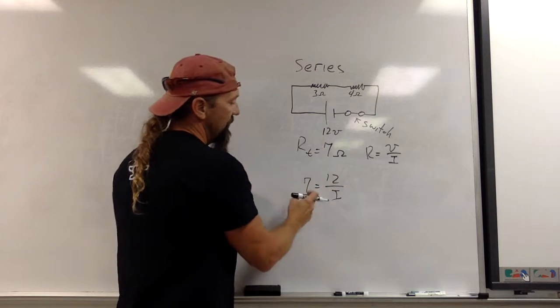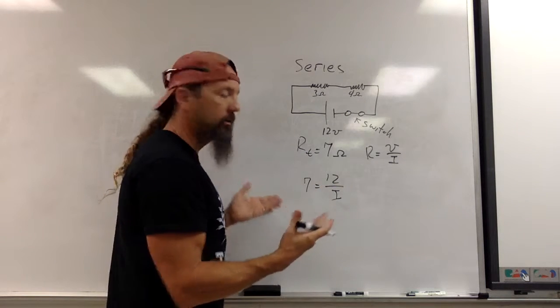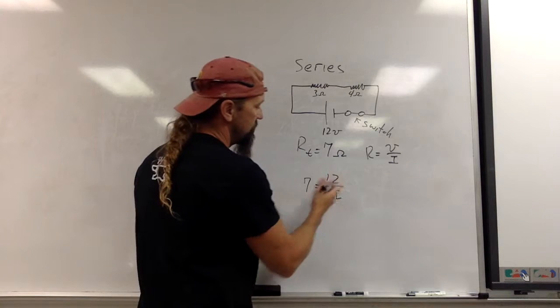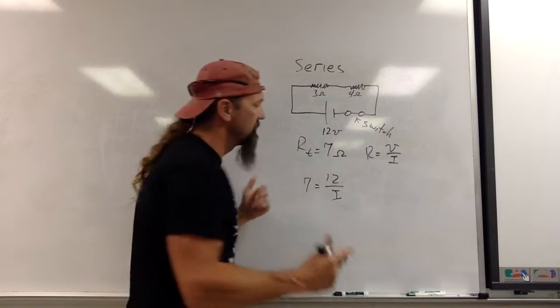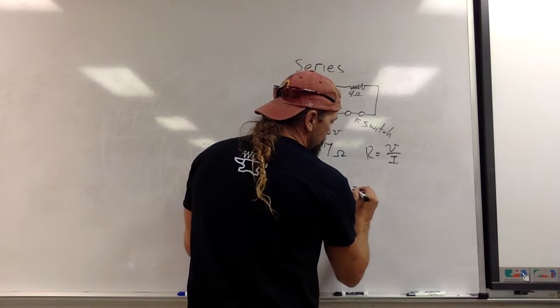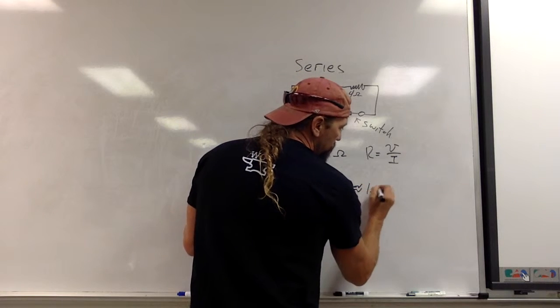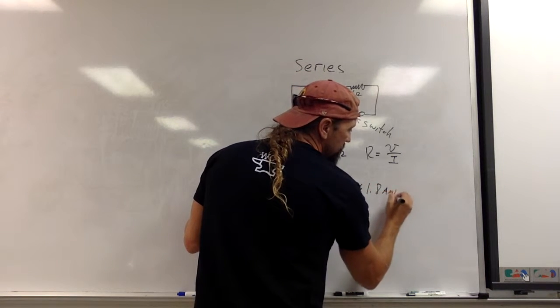So 12 divided by 7, I'm not going to do the math there. Surely you know basic algebra. So 12 divided by 7, that's going to give you somewhere around 1.8. Let's call it 1.8. Sort of equals 1.8 amps.